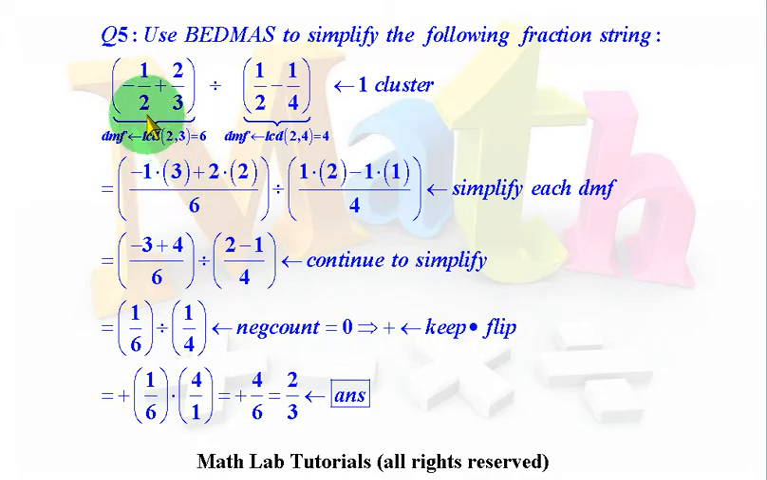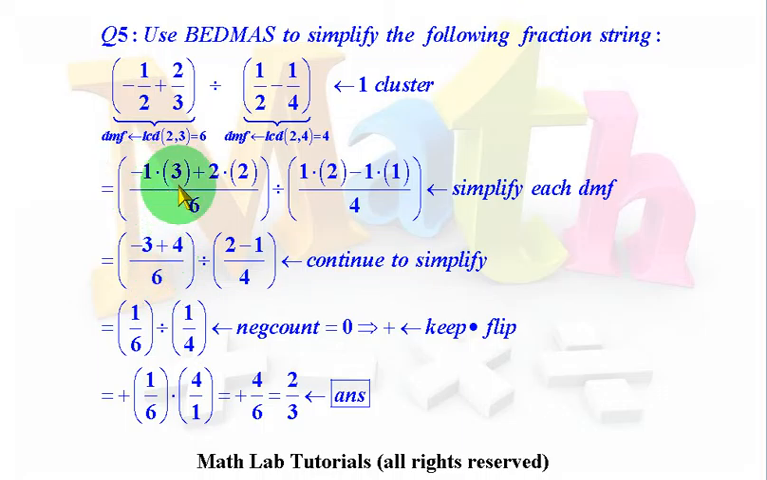6 divided by 2 is 3, fill in the bin. 6 divided by 3 is 2, fill in the bin. And 4 divided by 2 is 2, fill in the bin. And 4 divided by 4 is 1, fill in the bin. And then this fraction over here is going to have an integer string on top, and this is going to have an integer string on top as well. So those integer strings need to be simplified a little bit further.